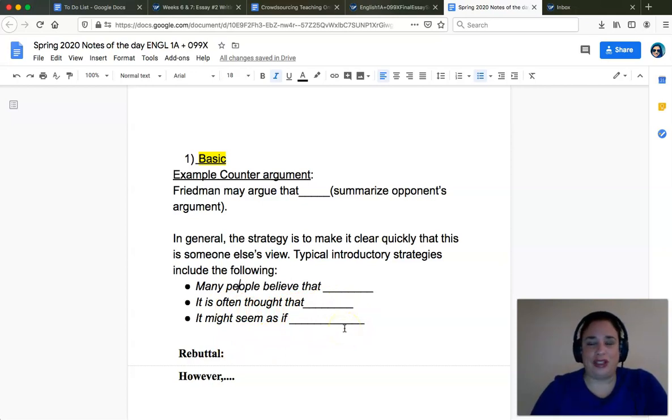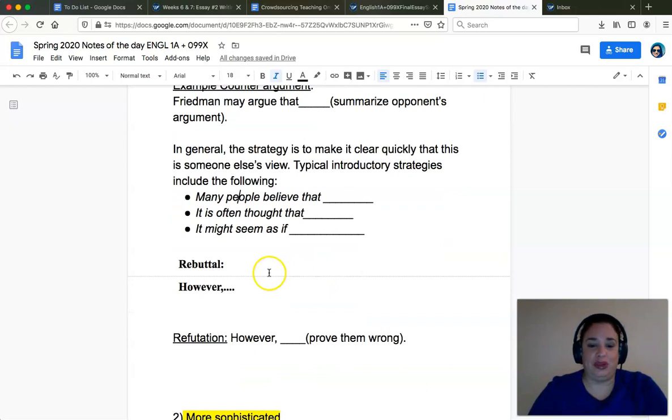And so you can bring up a factor that you disagree with. Like if you think environment is not a factor that contributed to the people that they are, you can say, many people believe that environment is an important factor that shapes who we are. And then you can move into your rebuttal, where you're saying that you're proving them wrong.